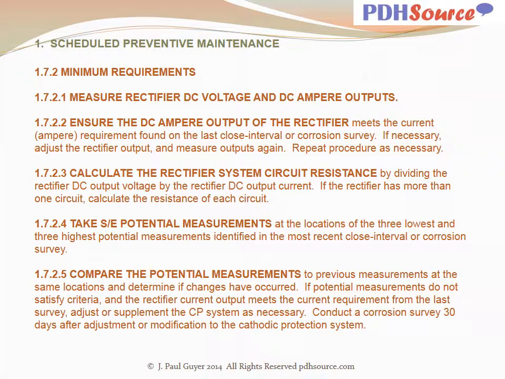Take the SE potential measurements at the locations of the 3 lowest and 3 highest potential measurements identified in the most recent close interval or corrosion survey. Compare the potential measurements to previous measurements at the same locations and determine if changes have occurred. If potential measurements do not satisfy the criteria and the rectifier current output meets the current requirement from the last survey, adjust or supplement the cathodic protection system as necessary. Conduct a corrosion survey 30 days after adjustment or modification to the cathodic protection system.